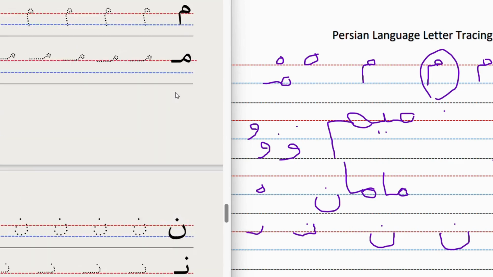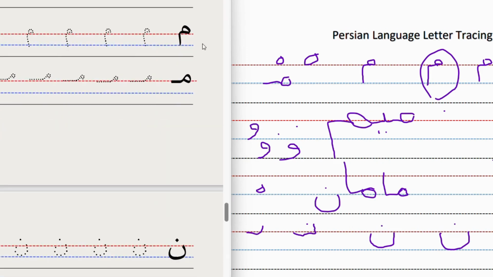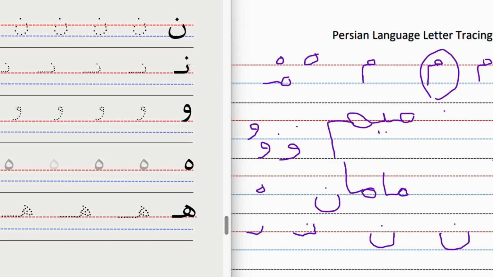So the letters that we learned today were mim, or me sound, nun, or ne sound, vav, like the word wallet, and he, like hot.